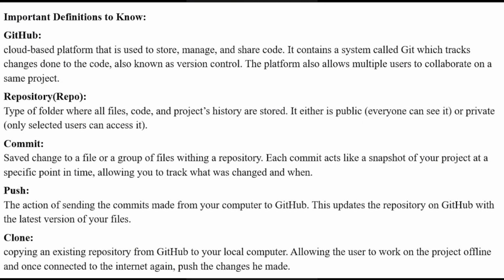To commit something to a file means to save a change. Each of these acts like a snapshot of your project, letting you track the history of changes. These commits are sent from your computer to GitHub through pushing, which updates the repository with the latest version of your files. Finally, clone simply means to copy an existing repo from GitHub to your computer, letting you work offline, and then push the changes made.